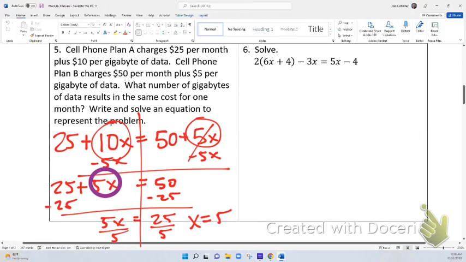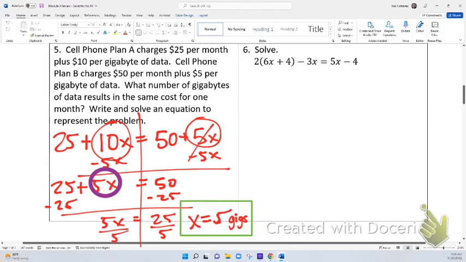And they want to know what number of gigabytes will result in the same cost. So x equals 5 gigs. So if you were to use up 5 gigabytes on both cell phone plans, it would cost you the same amount.